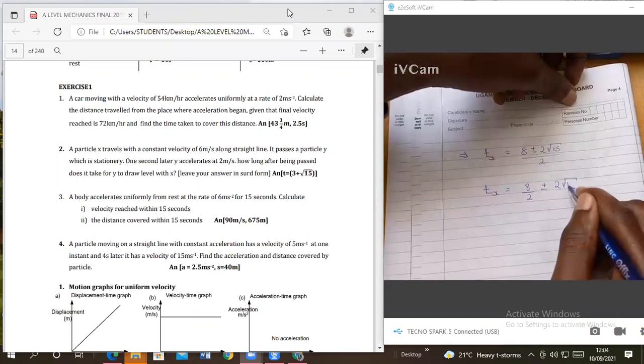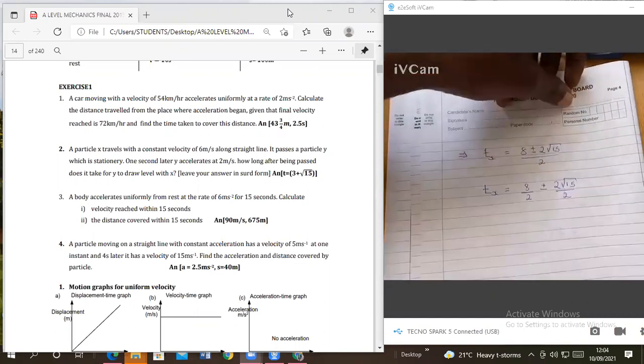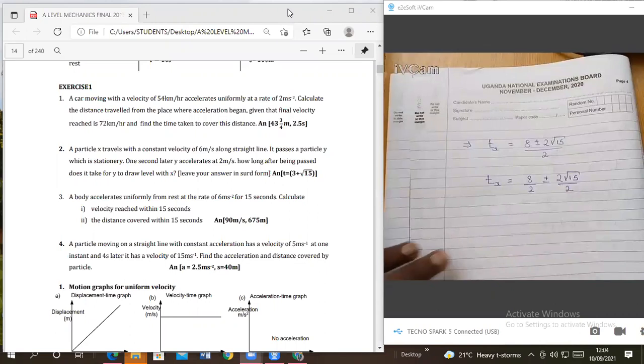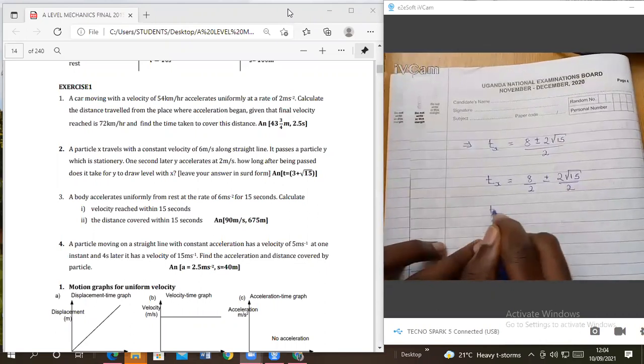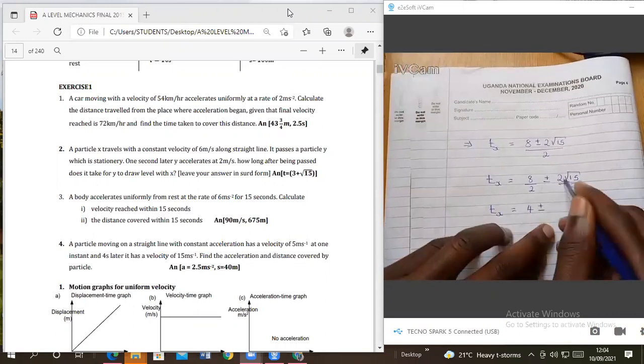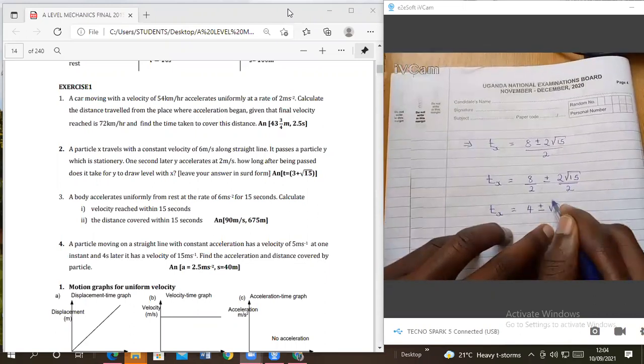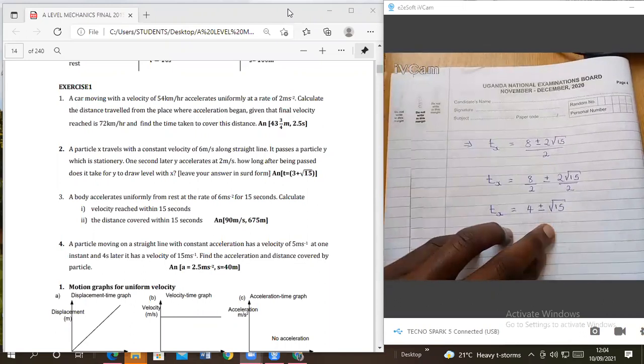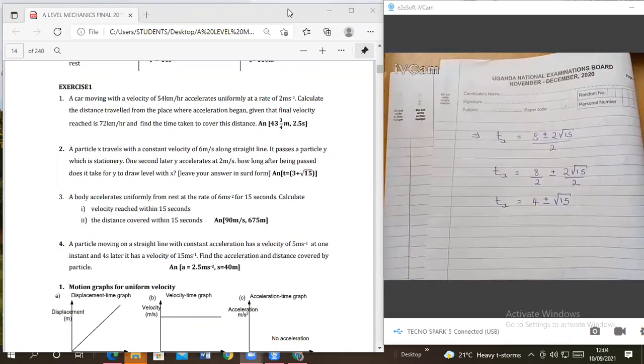Yes. The square root of 15 divided by what? Divided by 2. So Tx will be equal to 4 plus or minus... This 2 will go away with this 2, not so? Then we remain with what? Root of 15. Root of 15.